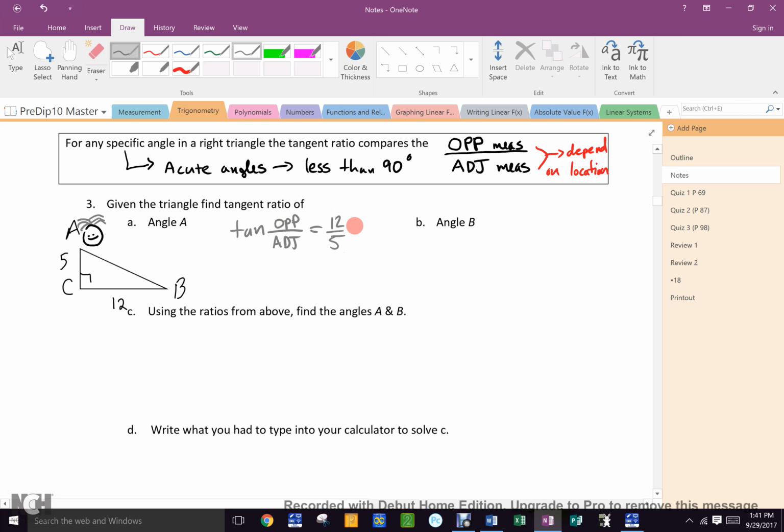12 and 5. Now, what happens if I slide down the triangle? Am I in a new location? So do I have a new opposite and adjacent? What is it? 5 over 12. Now, using your newly reacquired skills, tell me the angles A and B. I will give you a reminder if you have forgotten.